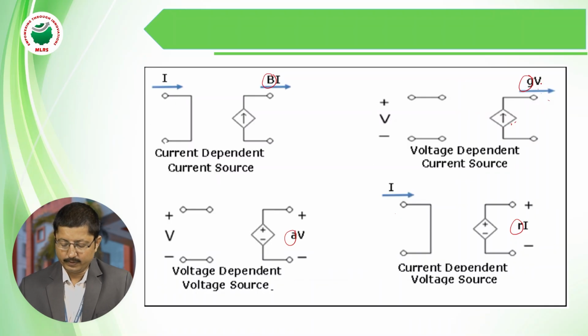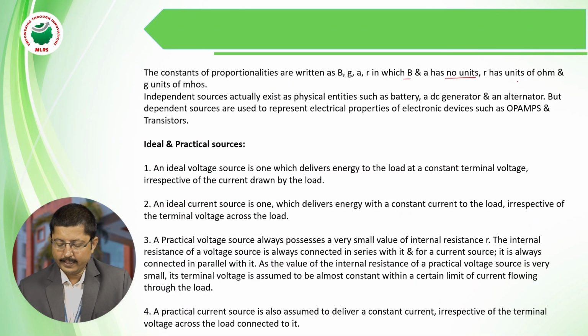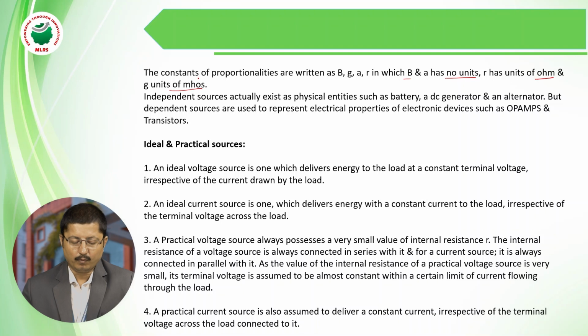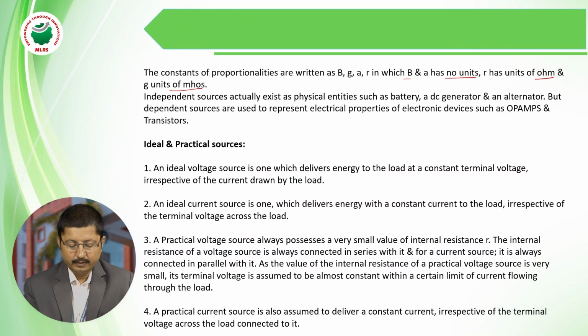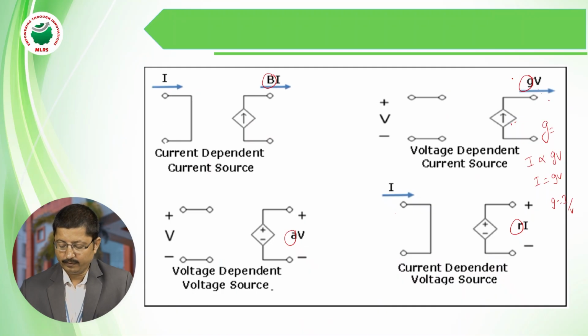Similarly, R has units of ohms and G has units of mho, because it is a voltage dependent current source. The current is directly proportional to G into V, so current is G into V. From that, G is equal to I by V, so the unit is mho. Similarly, R has units of ohm. For the voltage source, V is equal to R into I, so R is equal to V by I. So the units for R is ohms, and the units for G is mho.